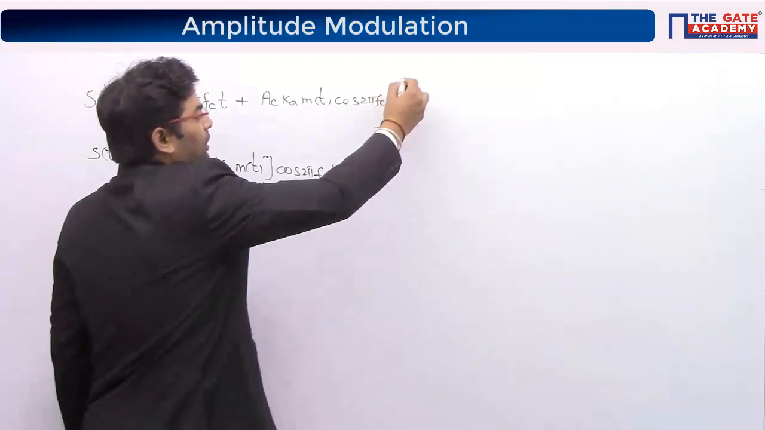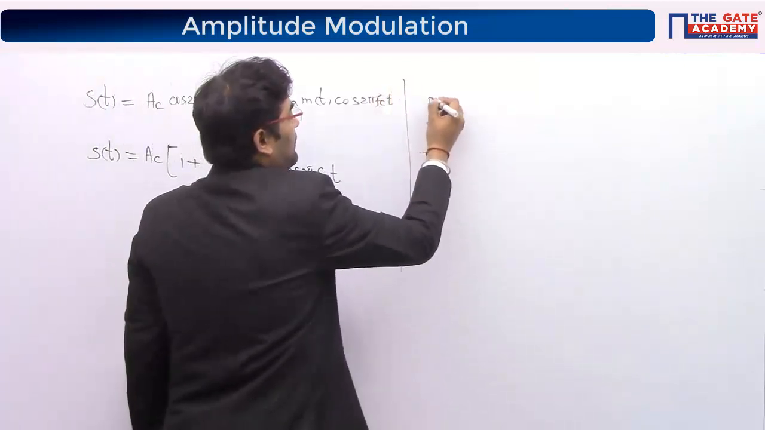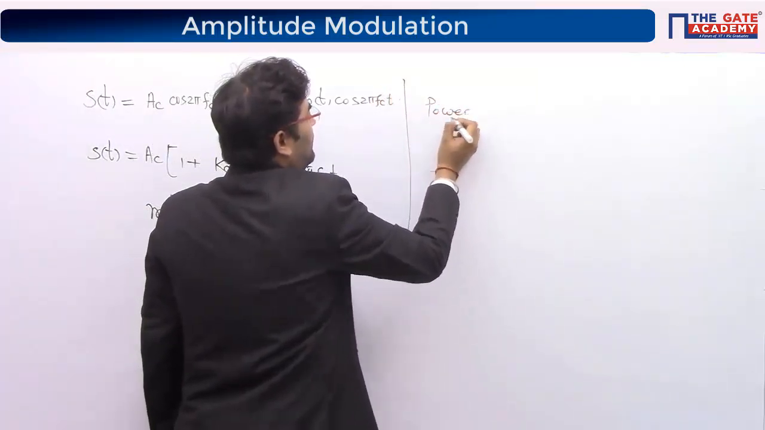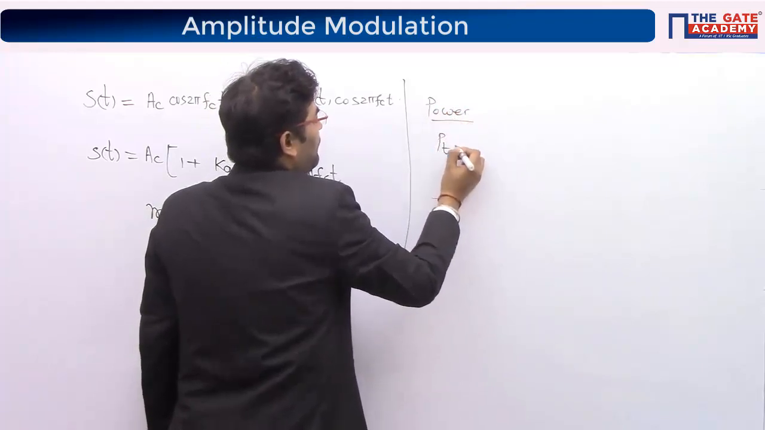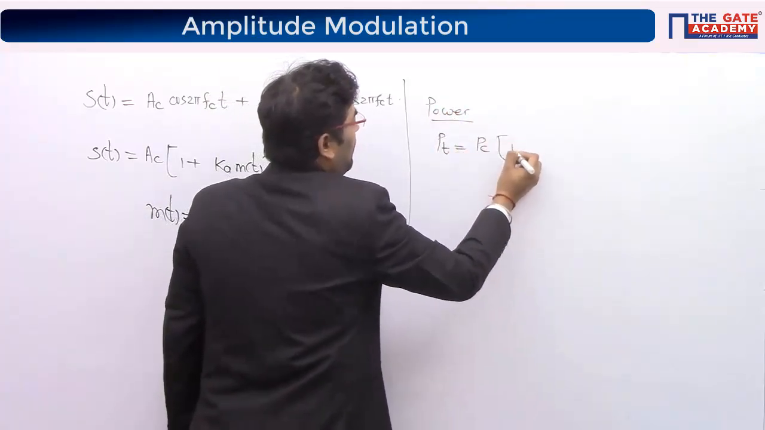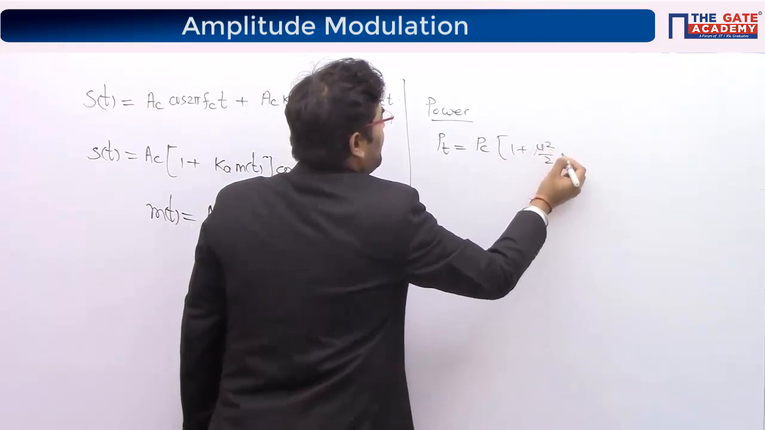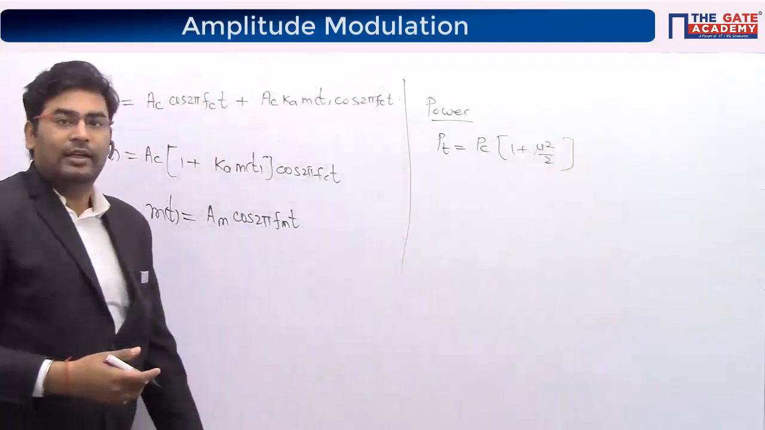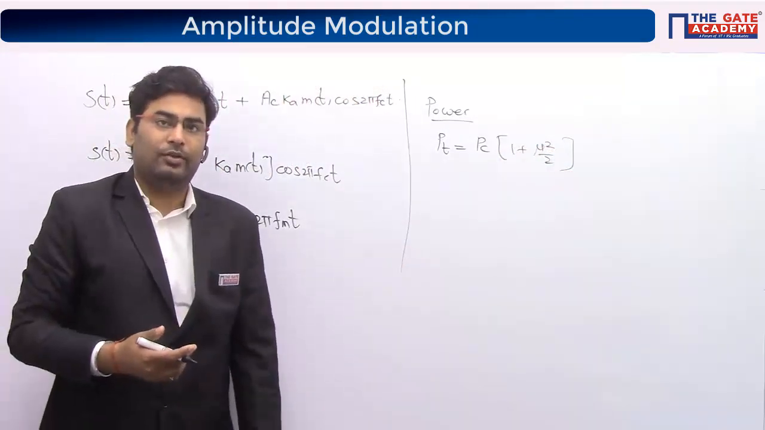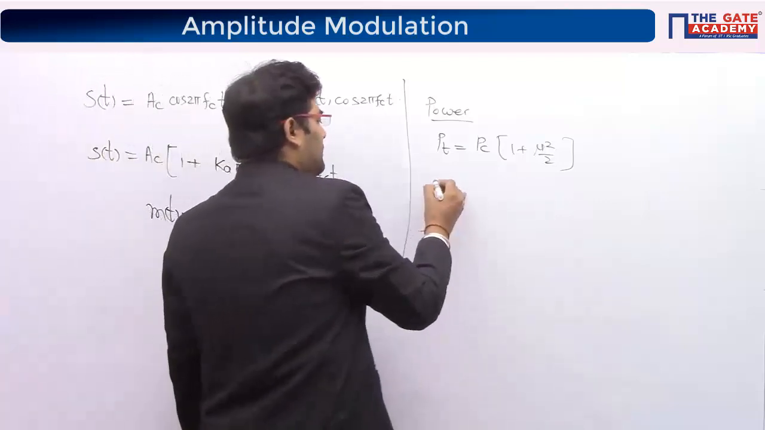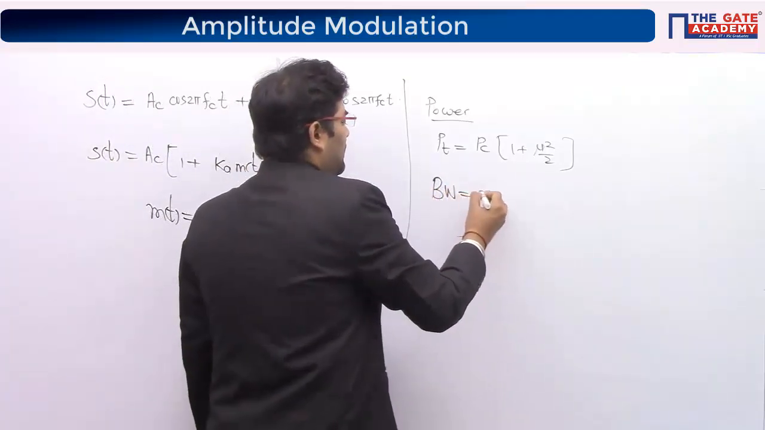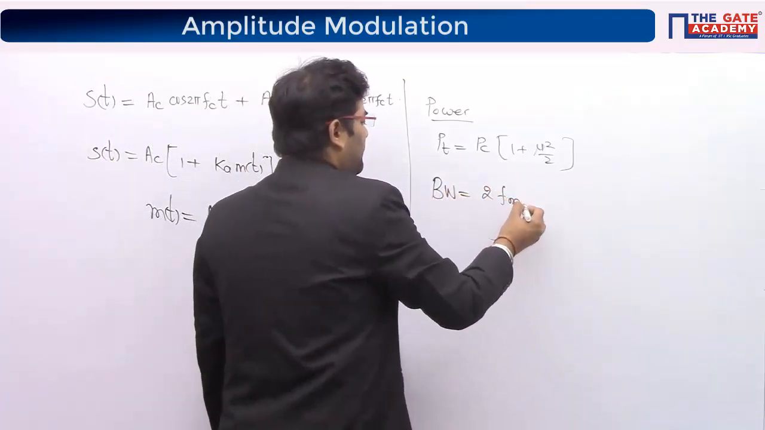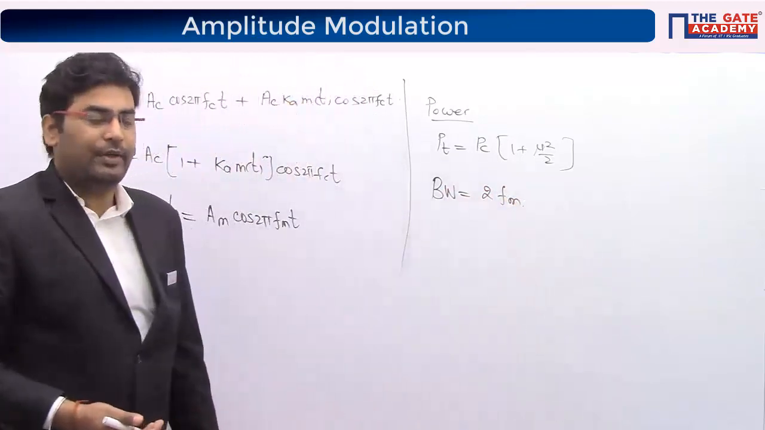We also discussed power. So we calculated power. Just to give you the formula to recall, 1 plus mu square by 2. So the total power was Pc [1 plus mu square by 2]. Bandwidth was twice of fm. It will always be twice of fm in AM.